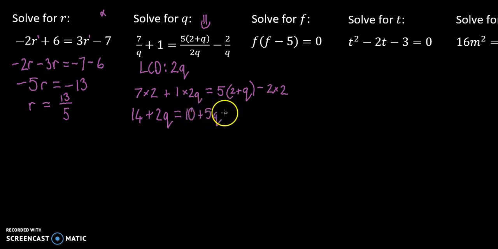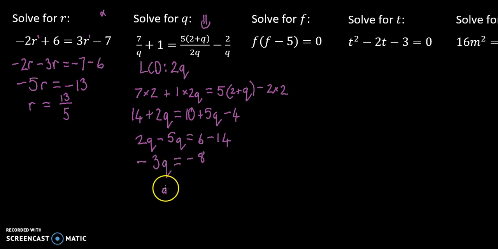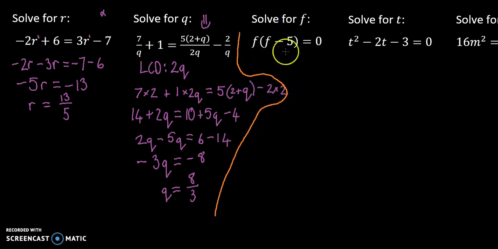Look, it's a linear equation, minus 4. So let's rearrange it. It's going to be 2q minus 5q is equal to 10 minus 4, which is 6. So it's going to be 6 minus 14, and that is minus 3q is equal to minus 8. So q is equal to 8 over 3. Not too bad. Okay, let's change colors so we don't get muddled between this one and the next one.